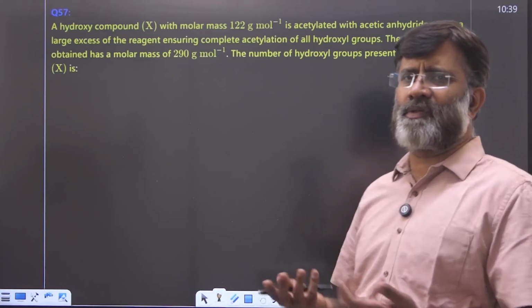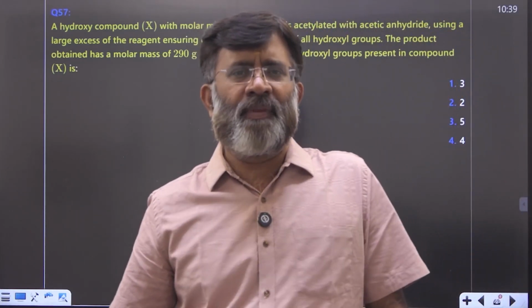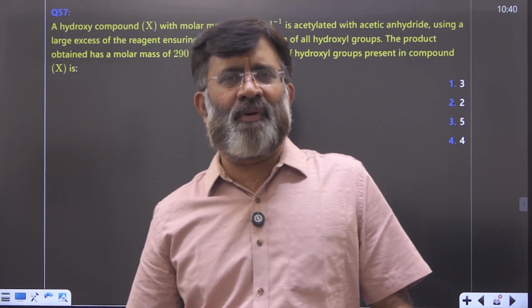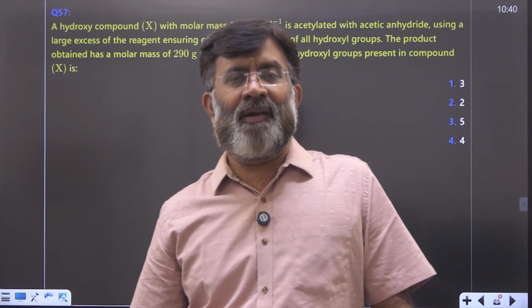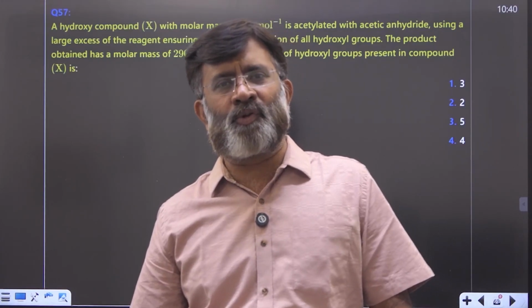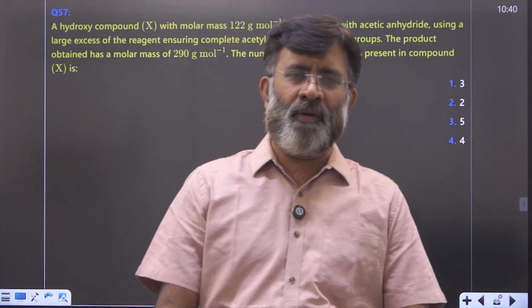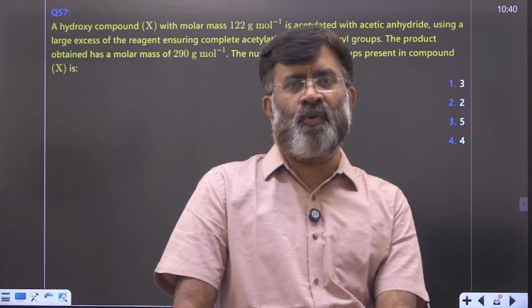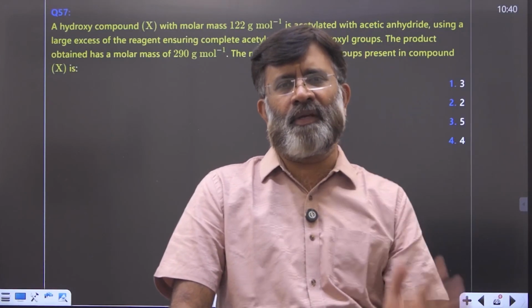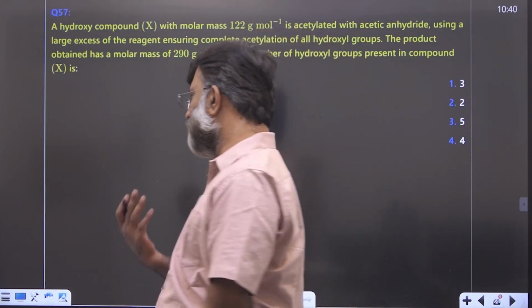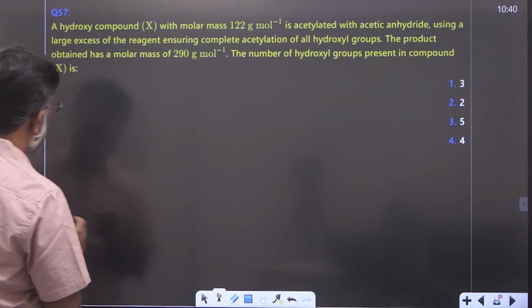We did many questions on this idea. It's a quantitative estimation of the number of OH groups, or it may be for estimating the number of NH2 groups also. So in a molecule, the number of OH groups and of course the number of NH2 groups you can easily estimate by acetylation. And I hope you remember the calculation many times we did in the class.